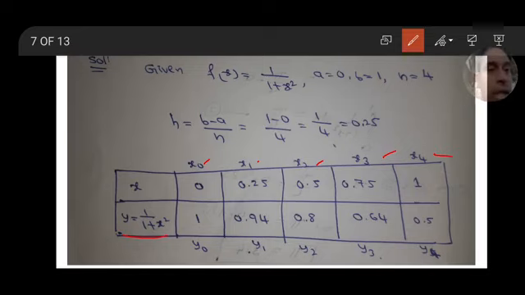Using a calculator, we get 1, that is y0 value, and 0.94 at x1 equal to 0.25, that is y1. At x equal to 0.5 we get 0.8, that is y2. At 0.75 the function value is 0.64, that is y3. At x equal to 1, that is x4 equal to 1, y value is 0.5, that is y4. Means we have to take y values y0, y1, y2, y3, y4 respectively for x0, x1, x2, x3, x4 values. Then substitute in the formula.